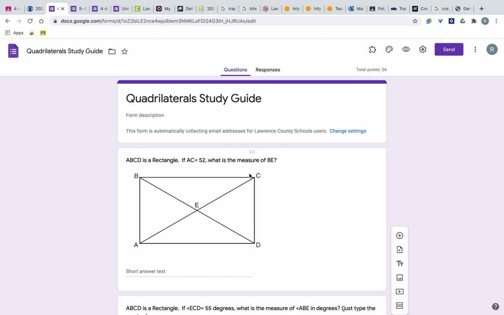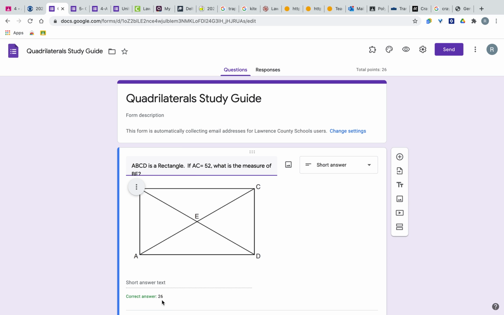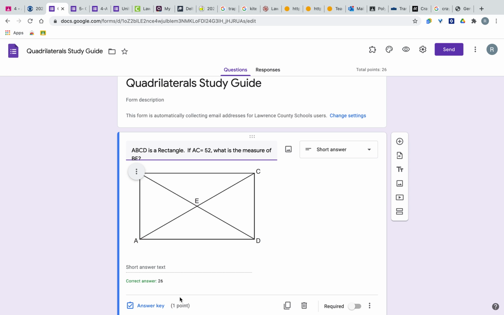So if AC is 52, then BD is also 52 because the diagonals are congruent. So then also the diagonals bisect each other, which means cut in half. So half of BD would be what we're looking for because it says BE. 52 divided by 2 would be 26. So the answer should have been 26. And you can see right there I've got correct answer, 26.